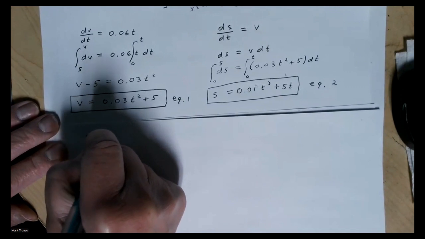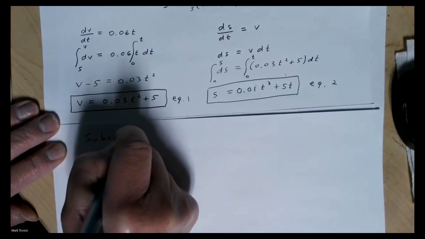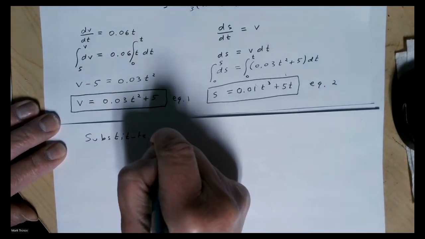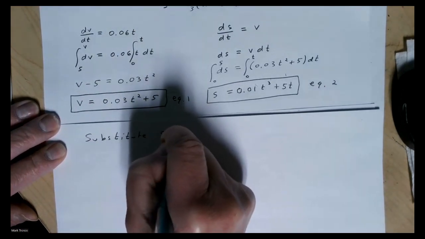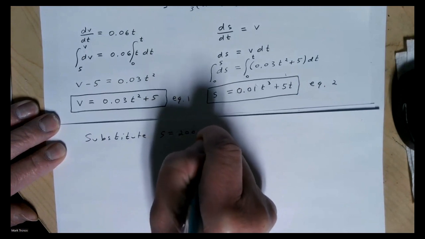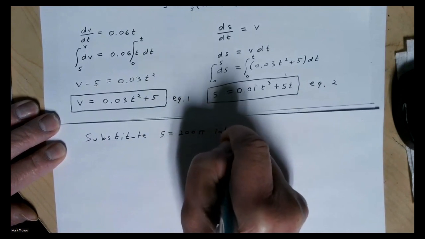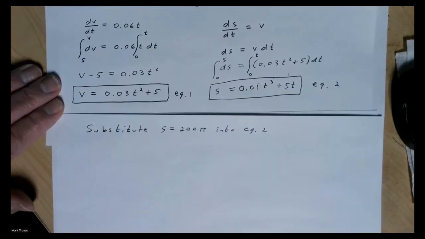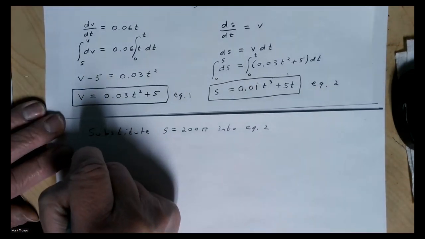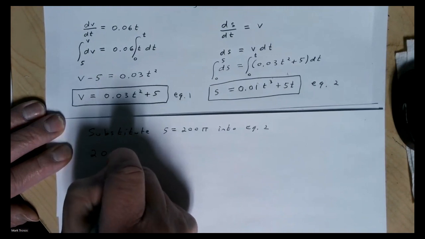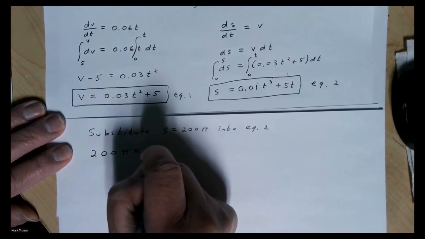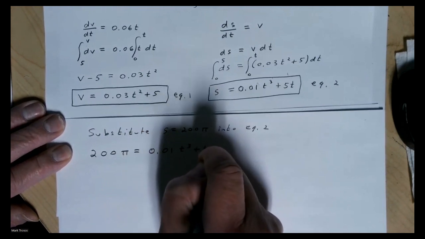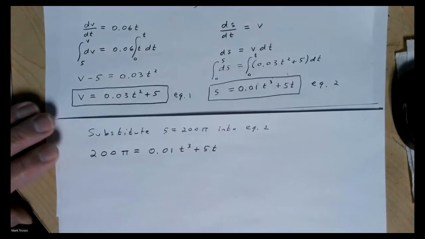So substitute S equal 200 pi into equation 2. Now that gives us 200 pi is equal to 0.01 t cubed plus 5t.